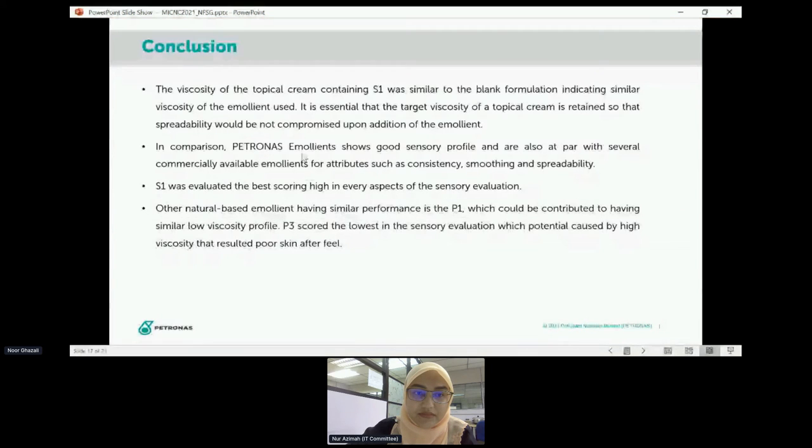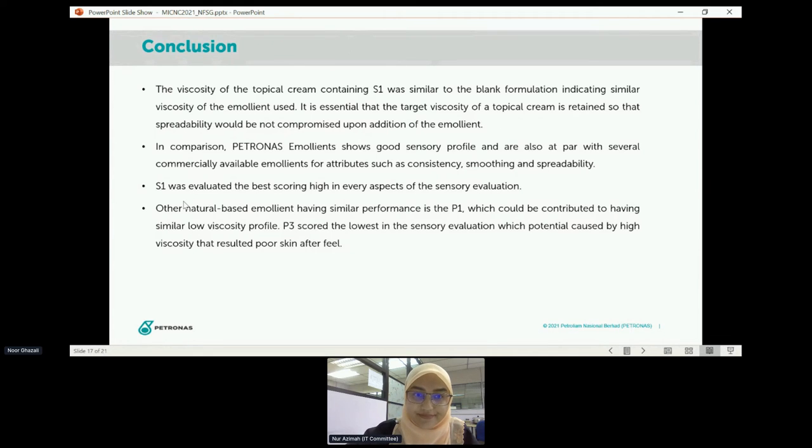Okay. So next is the conclusion from this research study. We can conclude that the viscosity of the topical cream containing S1 sample was similar to the blank formulation, indicating similar viscosity of the emollient used. For this project, it is essential that the target viscosity of a topical cream is retained so that the spreadability would not be compromised upon addition of emollient. Okay, in comparison, for these 8 samples, Petronas emollient shows a good sensory profile and is also on par with several commercially available emollients currently in the market for the 5 different attributes.